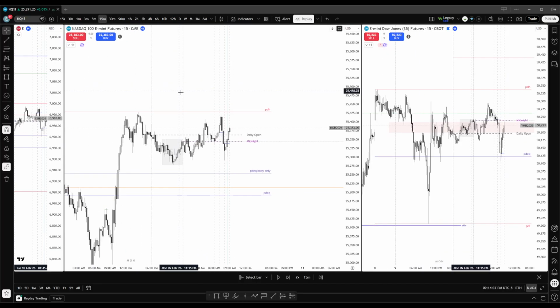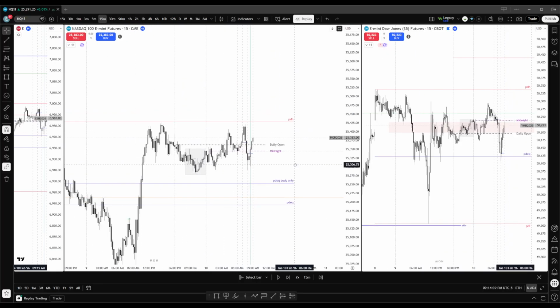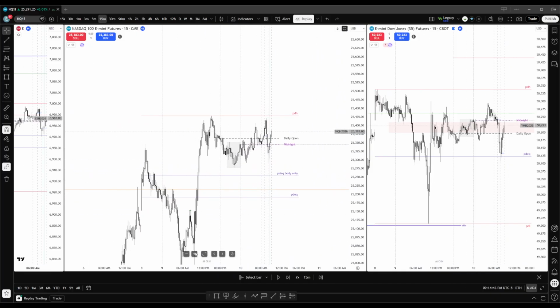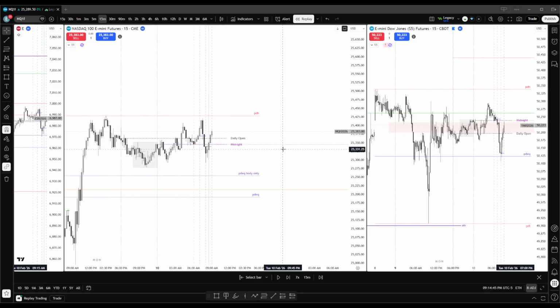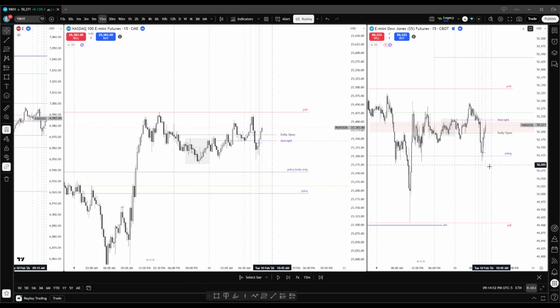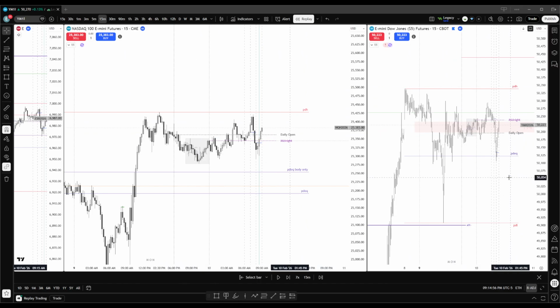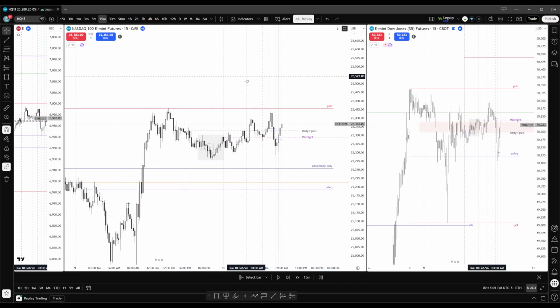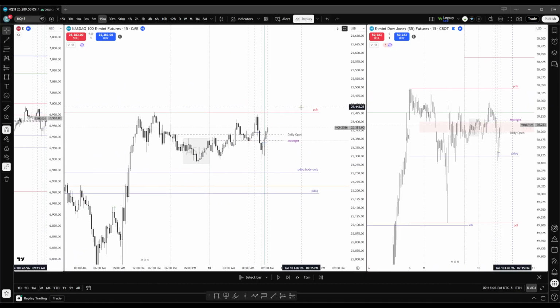Let's just get rid of ES for a second. Okay, and this is important. So we expand, and then we're in consolidation here, right below previous day high. You can see YM has rebalanced previous day EQ, right? And so, anyways, we're consolidating, and so we'll watch here to see what occurs.